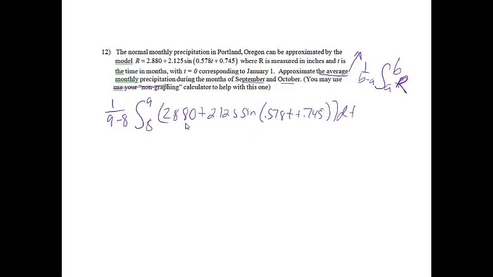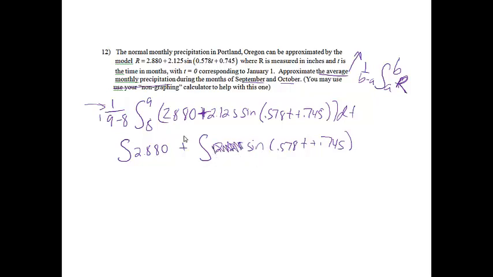All right, from here, it kind of looks like a mess. The first thing that I'm going to do on this one, this would be just reduced to 1, just FYI. Since there is a plus sign, we can separate the integral into 2 parts. So it's going to be 2.880 plus 2.125 sine of (0.578t plus 0.745). Alrighty, from here, one thing I'm going to do, because that 2.125 is just kind of messy, I'm going to pull it out front for right now, so 2.125.